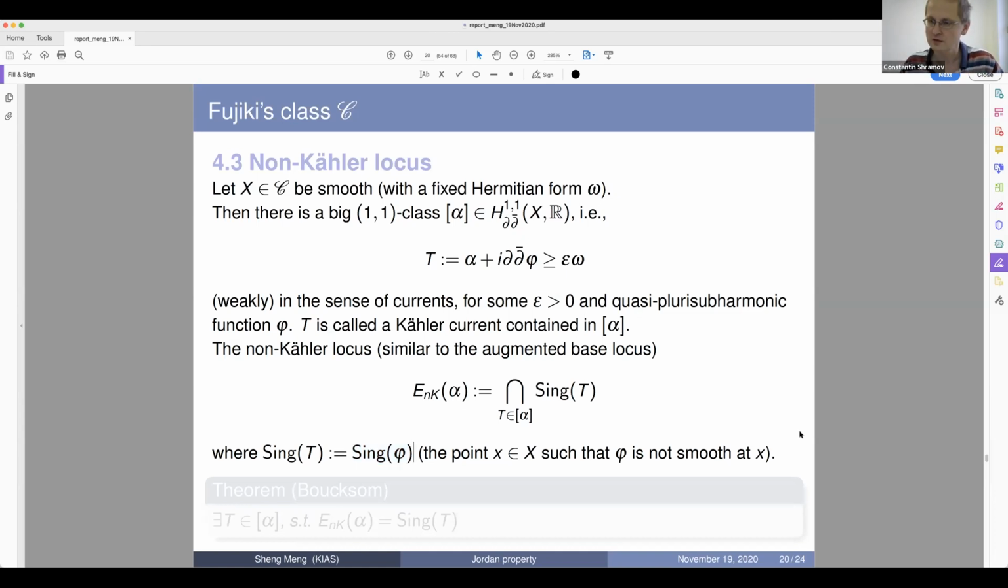Any further questions? Let me make a comment on the question of Yuri and Constantine. In the Moishezon case, you take a non-Kähler locus. The locus is still an analytic subset. Maybe you can prove this locus is also Moishezon? Then it helps. It's in Fujiki's class C. If X is Moishezon, can you say this locus is also Moishezon? Then it helps maybe.